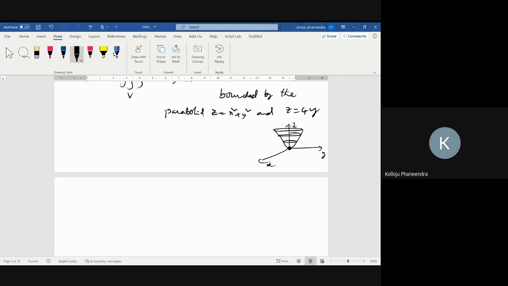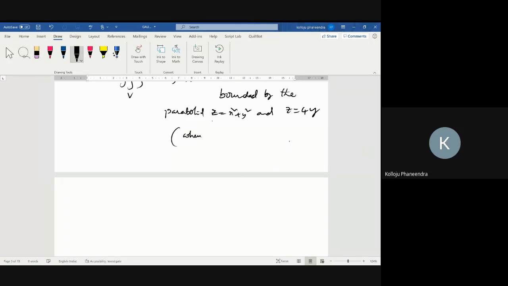And z equal to 4y. Same logic: if I put z equal to 0, y equal to 0. Z equal to 1, what is the y value? Y value is 1 by 4. And here z equal to 1, x square plus y square equal to 1, and 1 by 4. Forget about the figure, I will tell the logic. The figure is like this only, but I will tell the logic.